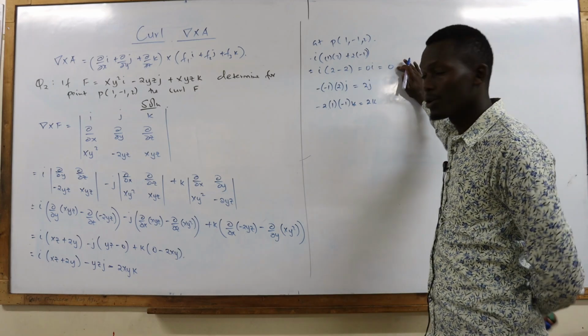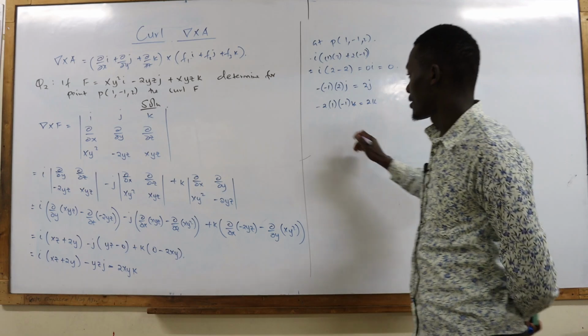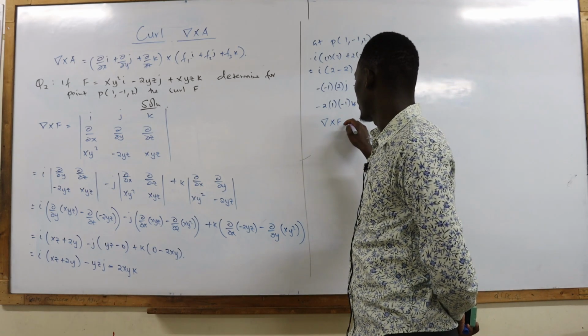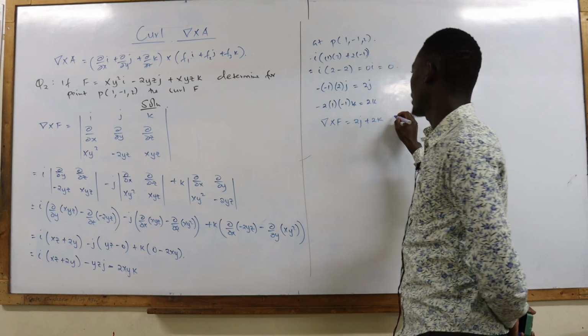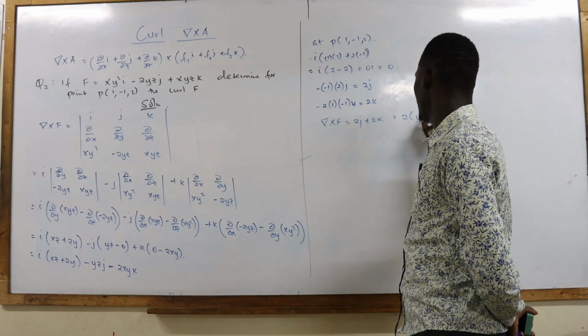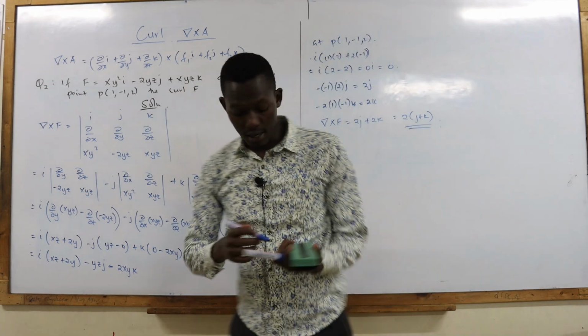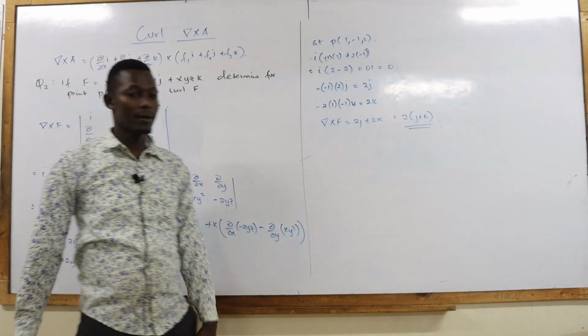So we can see we don't have the i value, so we just remain with the values at j and k. Therefore the curl of f will be given by 2j plus 2k. Factorizing what is common, you can just write it like that as well. And that is how you find the curl for any particular function.